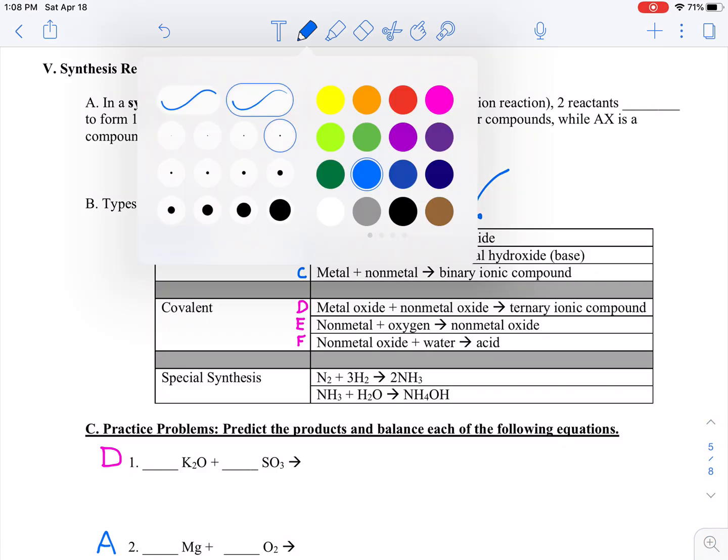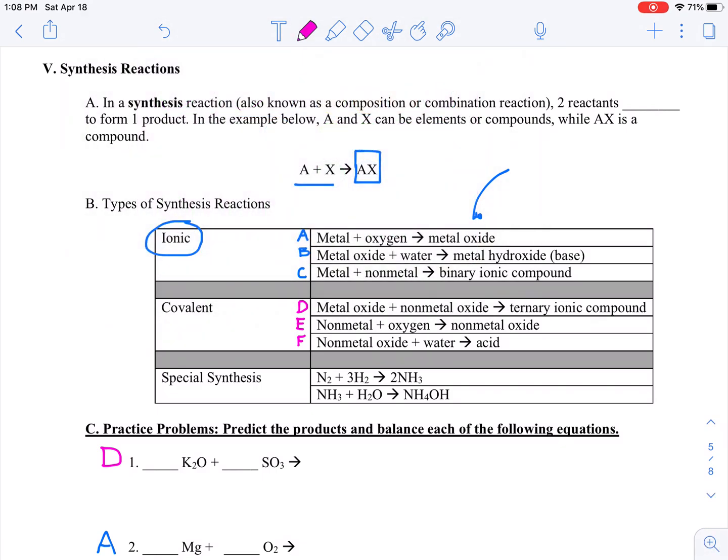Whereas on the pink ones, we are producing covalent compounds, or things that are made up of nonmetals, with the one exception of this one, which is an ionic compound, but it has a polyatomic ion in it, and the polyatomic ion is made from nonmetals. So we are going to do the blue ones first because they're more straightforward, they deal with crossing charges, and then we'll come back to the pink ones because they're a little bit more complicated.